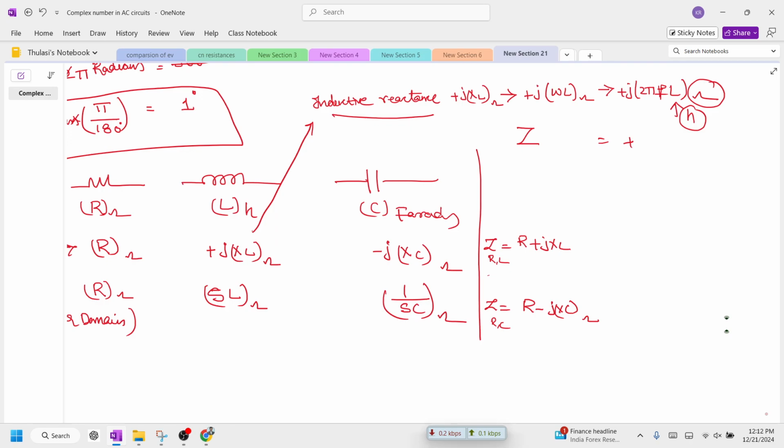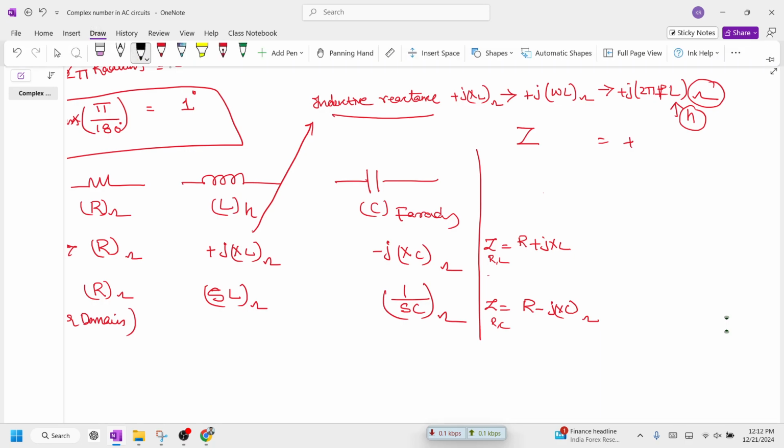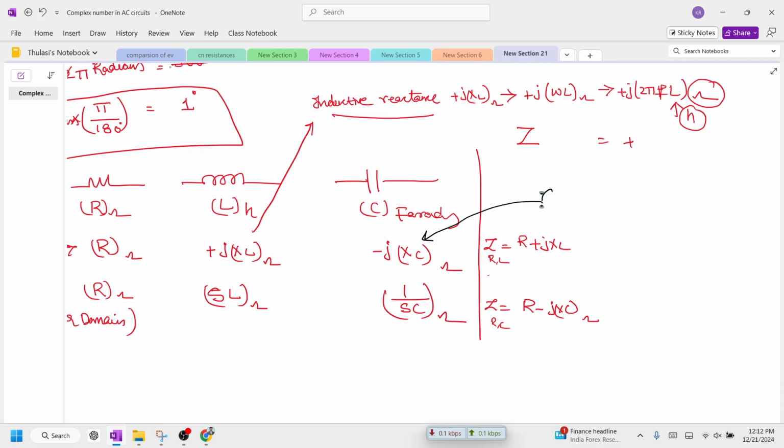And coming to the next one, which is called minus jXC. This is called capacitive reactance. What is capacitive reactance? Capacitive reactance you can write down as minus jXC ohms. So this we can write down as minus j XC, which can be written as 1 by omega C ohms. This can be written as minus j 1 by 2 pi f C ohms.